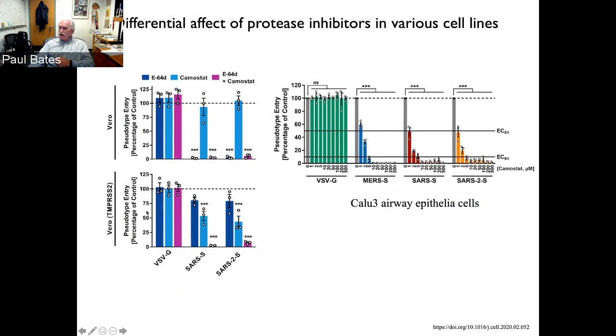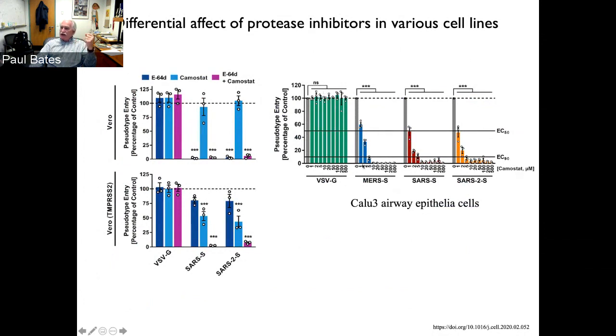However, if you overexpress TMPRSS2, you can see a modest effect of camostat. And then if you do camostat and E64D in combination, you can see that both SARS and SARS-2 are pretty effectively inhibited by those two drugs, or those two inhibitors. If you look at an airway epithelial cell, so Calu-3s are an airway epithelial cell, what you can see in Calu-3 cells is that if you look at MERS, SARS, or SARS-2, these are all inhibited in these cells by camostat. So camostat on an airway epithelial cell line looks like it's a very good inhibitor.